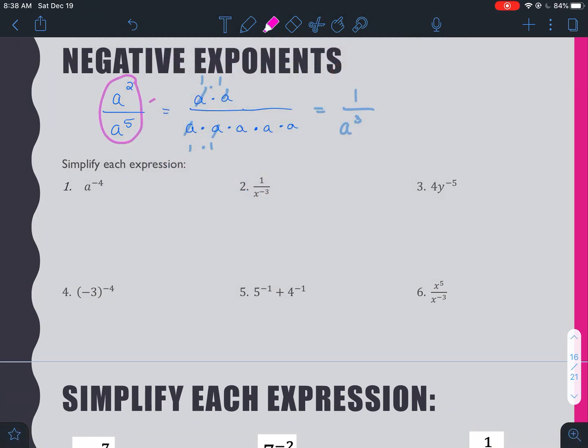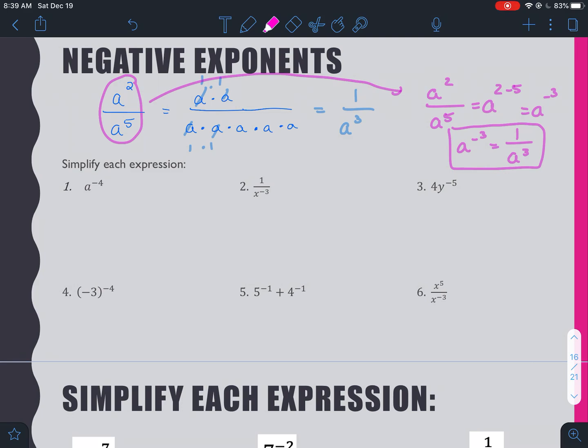Or remember, this was originally a quotient rule problem. So the quotient rule says at the start of the problem, if you have a to the 2nd over a to the 5th, you can subtract the exponents. So a to the 2 minus 5, which is a to the negative 3rd. So a to the negative 3rd is the same thing as 1 over a to the 3rd.